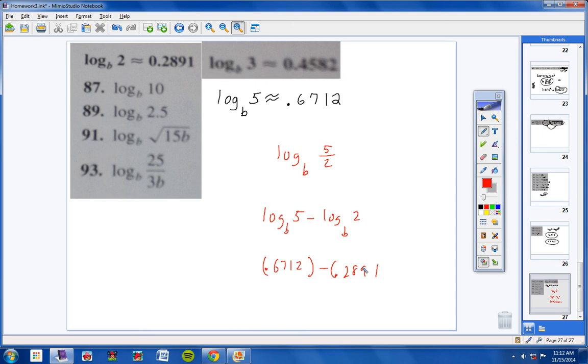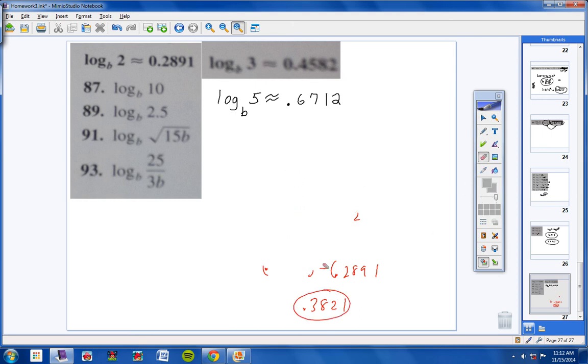And we're getting 0.3821. Okay, 0.3821, and that is correct. Very good. Moving on to number 91. Number 91.